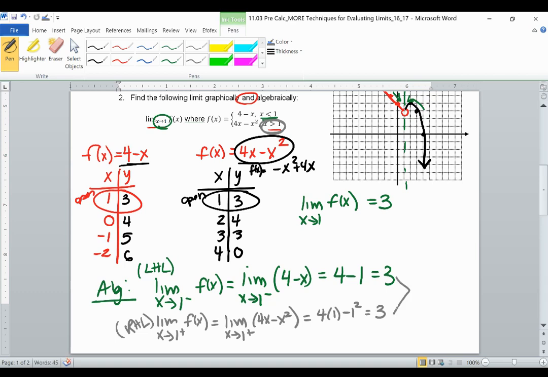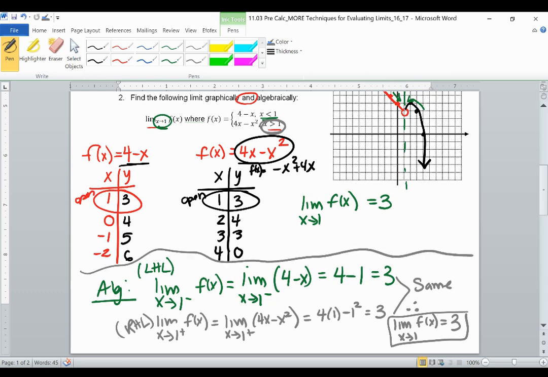4 minus 1 is 3. And since these are the same, therefore, we know the limit as x approaches 1 of f of x must be 3, since they're the same. If they were different numbers, then we would say it does not exist because the left-hand limit and the right-hand limit aren't the same. So 2 different ways of doing this problem, graphically and algebraically.